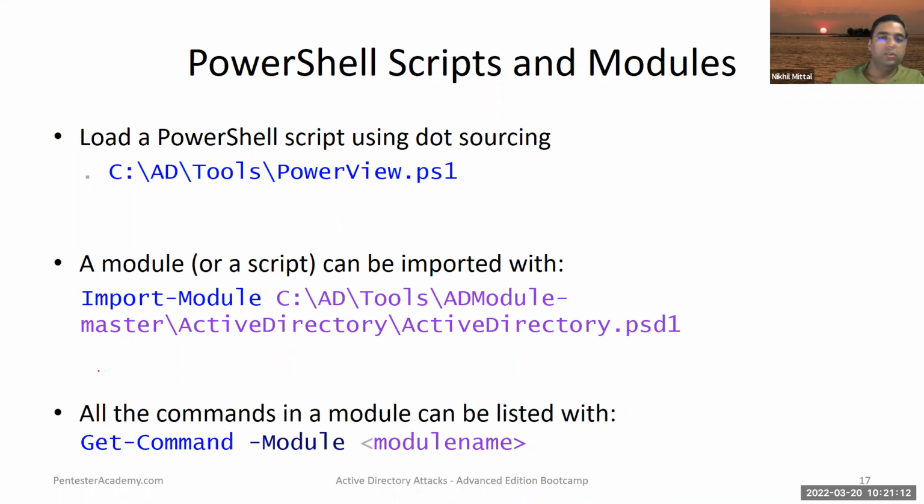This is how we can load PowerShell scripts and modules. To load a script using dot sourcing, you can use dot, space, and the path to the script. To load a module or script, you can also use Import-Module. So you can use Import-Module and the path to a script or a module as well. Once a module is loaded, you can list all the commands in the module using Get-Command -Module and the module name. So that is all the PowerShell that you need to know to run the tools in the lab.